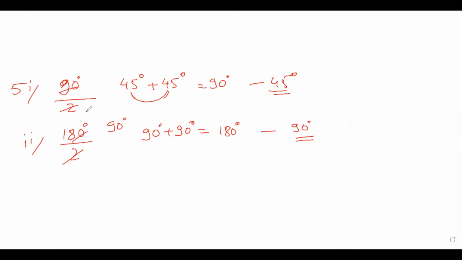So we have completed question number 5. Question number 6. The two complementary angles are x plus 4 degrees and 2x minus 7 degrees. So one angle is x plus 4 degrees and the second angle is 2x minus 7 degrees. Complementary means the sum of these two angles is 90 degrees. So what we have to do, we have to add them.